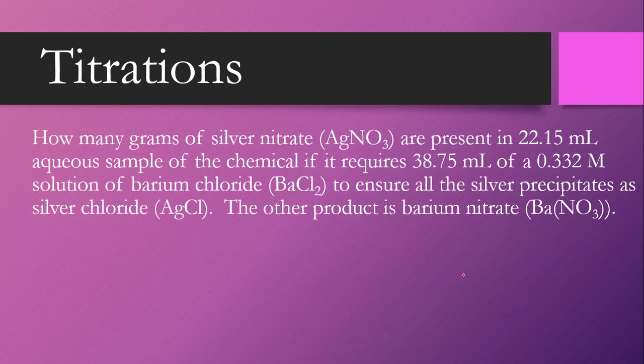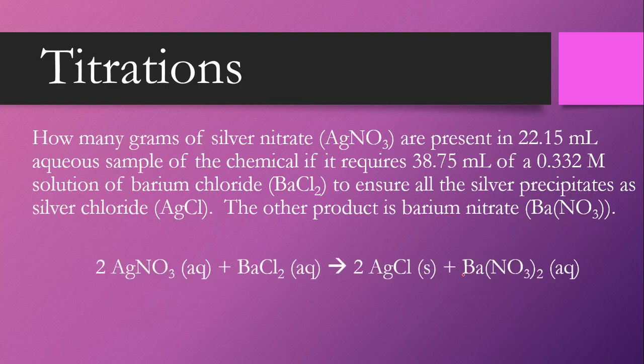Okay, I've got 22.15 milliliters of an aqueous sample of silver nitrate. It takes 38.75 milliliters of a 0.332 molar solution of barium chloride to ensure that all the silver precipitates as silver chloride. The other product is barium nitrate. If I have 38.75 milliliters of a 0.332 molar solution of barium chloride, then how many grams of silver nitrate?